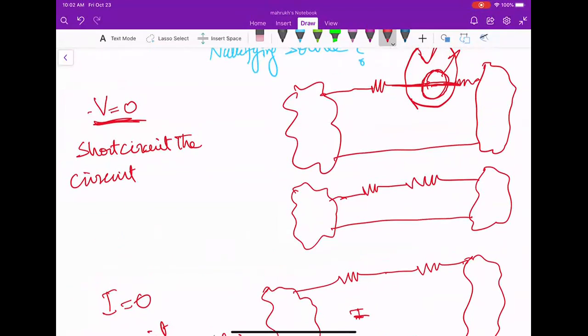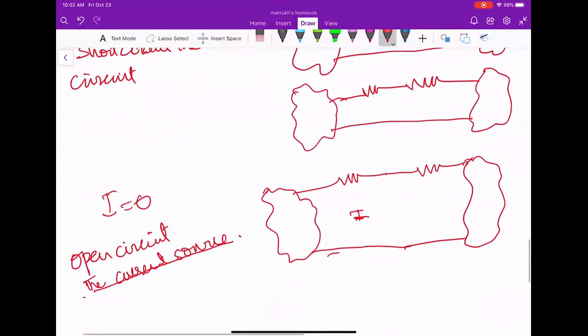Another thing is that you can also know that V equals 0 means the short circuit, and I equals 0 means the open circuit. That's what we were saying, that when we increase resistance somewhere too much, like in mega ohms, the current is almost negligible. So that's what it means to make them open circuit.